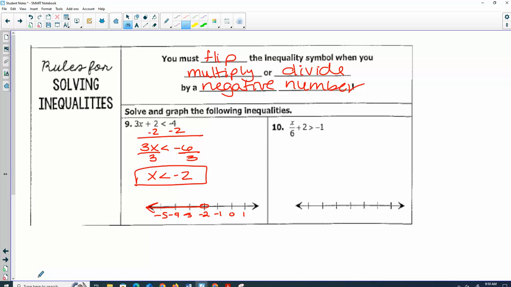Alright, let's try the next one. What would we do first? Subtract our 2, trying to get x by itself. So x divided by 6 is greater than negative 3. What's the opposite of dividing by 6? Multiplying. So we multiply each side by 6. These cancel, so we get x is greater than negative 18.